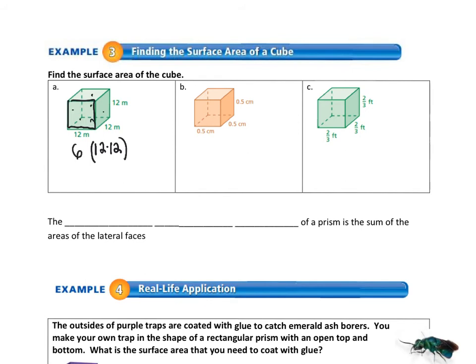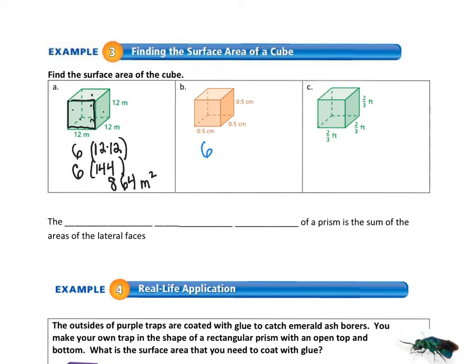Okay, so 12 times 12 is 144. And when we multiply that by 6, we get that this surface area is 864 meters squared. Let's do 2 more examples because they are fairly quick and easy.